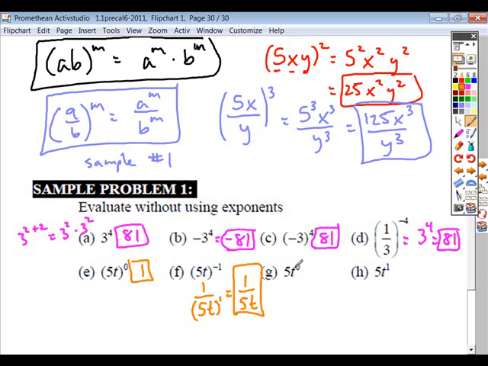In g, the power of 0 applies to the t or the 5t? Just to the t. So t to the 0 is 1. 1 times 5 gives us 5. And then finally, just a reminder that any unwritten power is a power of 1. So t to the 1st just tells us what we have. We have 1 t on that.